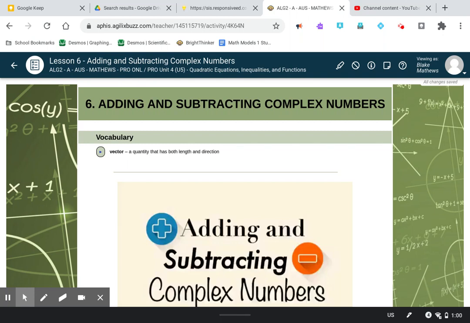All right, this is the Algebra 2 Unit 4 Lesson 6 video over adding and subtracting complex numbers. All right, so complex numbers, learned about in the last lesson. We add and subtract complex numbers. The main thing you need to know is that we add the different parts of the complex number separately. So we add the real numbers with the real numbers and the imaginary with the imaginary.